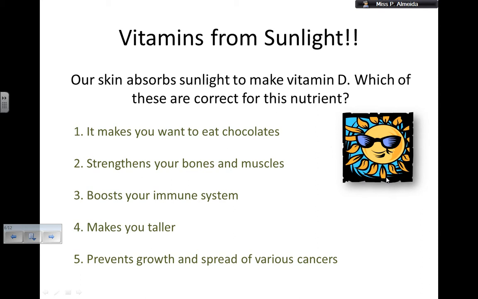Otherwise, I'm going to give you the answer now, which is not the chocolate one, not making you taller, but it does strengthen your bones and muscles, boost your immune system, and prevent growth and spread of various cancers. So these are all things that you can get from vitamin D by the exposure to the sun, but you can also get it from foods, okay?